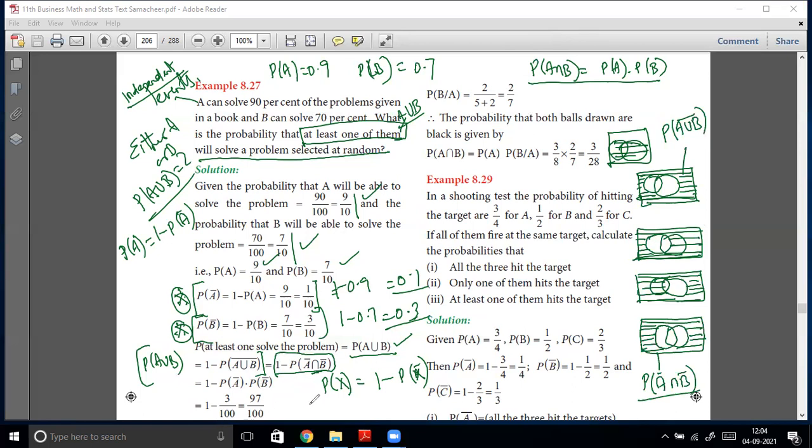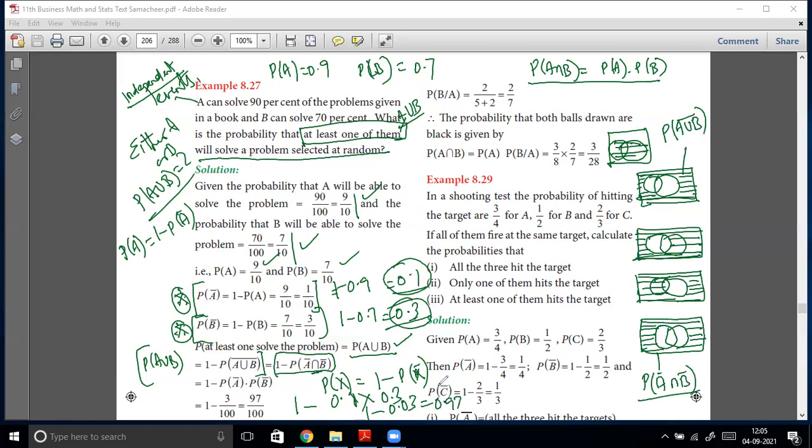Now, once you got that, you are having intersection, you can apply the multiplication theorem. 1 minus P of A dash into P of B dash, you can apply now. So P of A dash is 0.1, P of B dash is 0.3. So 1 minus 0.1 into 0.3 is equal to 0.03. 1 minus 0.03 is equal to 0.97. That's all.